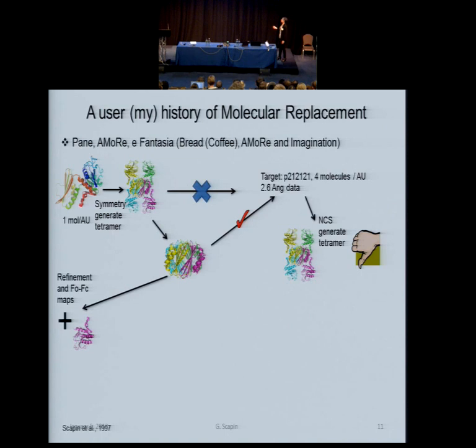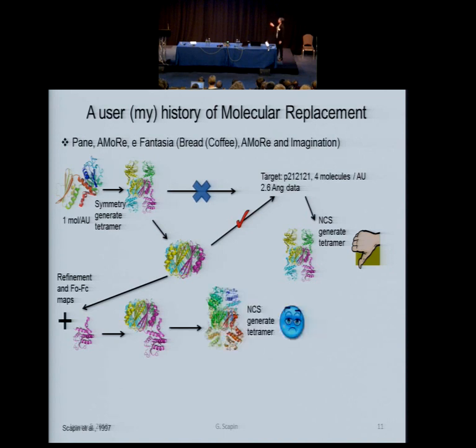But what worked was to use the FO minus FC map as a search space in Amore and use the N-terminal domain as a search. So do a phase translation search back then. But that wasn't implemented. That required a lot of thinking from my point of view. And eventually it produced a model that had one of the 4 N-terminal domains fixed. Again, I generated the other 3 by NCS, and again, it didn't work, but it worked a little bit better than that one.